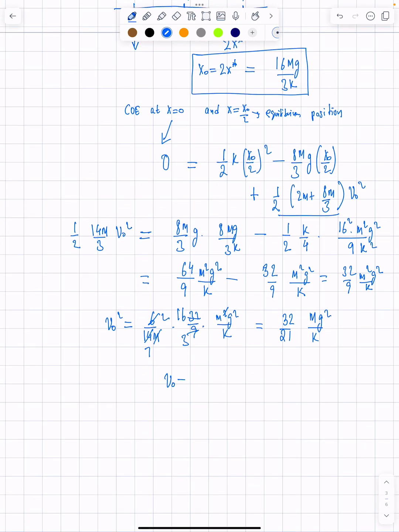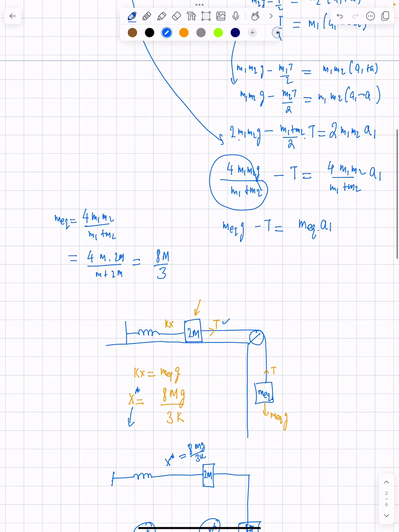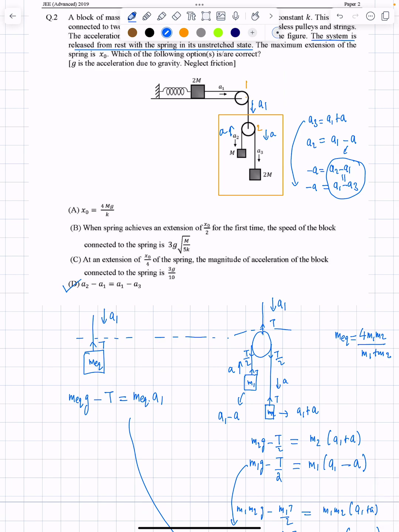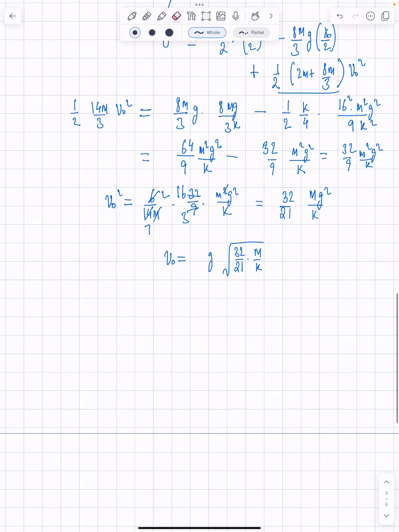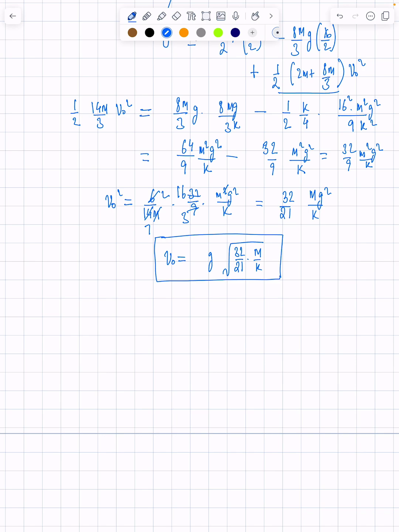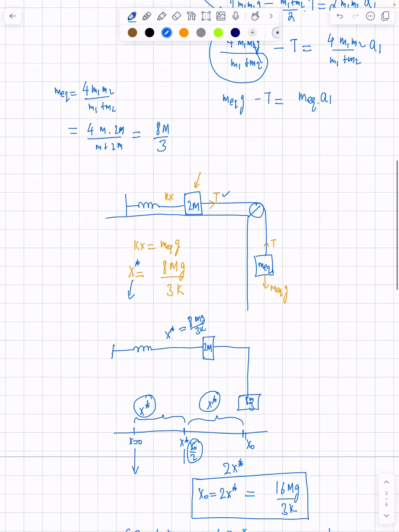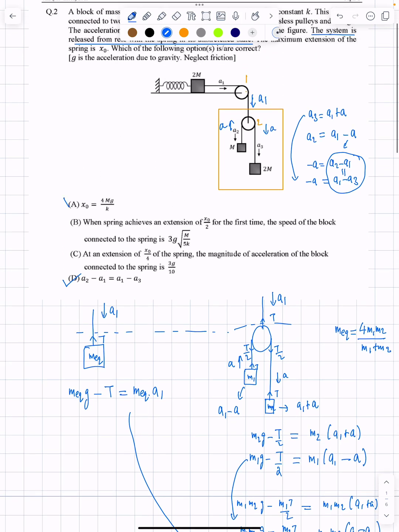Yeah, so v naught I get is g times the square root of 32 over 21 m over k. So if you see, this answer is 3g, so even if you take 3 inside, it's 9 over 5 inside the square root, which is about 2, but here I'm getting 32 over 21, so they are not equal. So this is the velocity I get at the equilibrium position, which is x naught over 2. Alright, so A was not correct, B is also not correct.